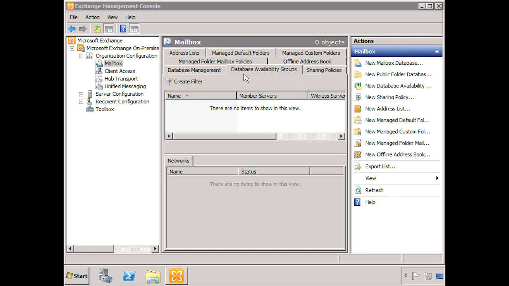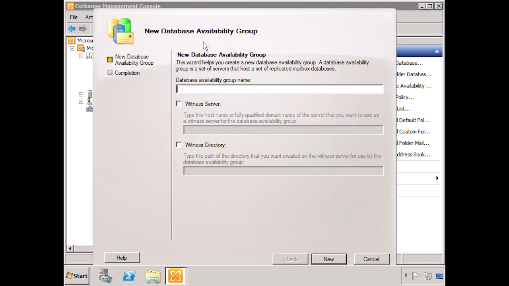So let's get started by creating our database availability group using the new database availability group wizard. Okay, and here we have the new database availability group wizard. Now it's a pretty simple wizard. There's three things actually that you have to be concerned about. The first is providing the database availability group name. So in this case, we'll make it something simple like database availability group 1. Now notice the next two parts, a witness server and a witness directory.